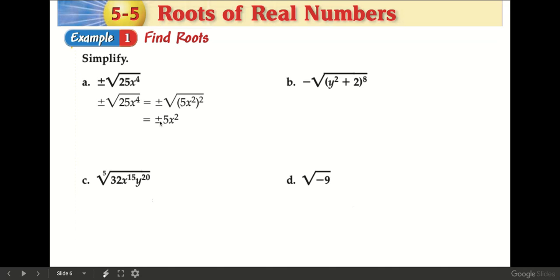Again, positive or negative. We can see the principal roots there. So the square roots of 25x to the 4th are positive or negative 5x squared. Let's look at this one.